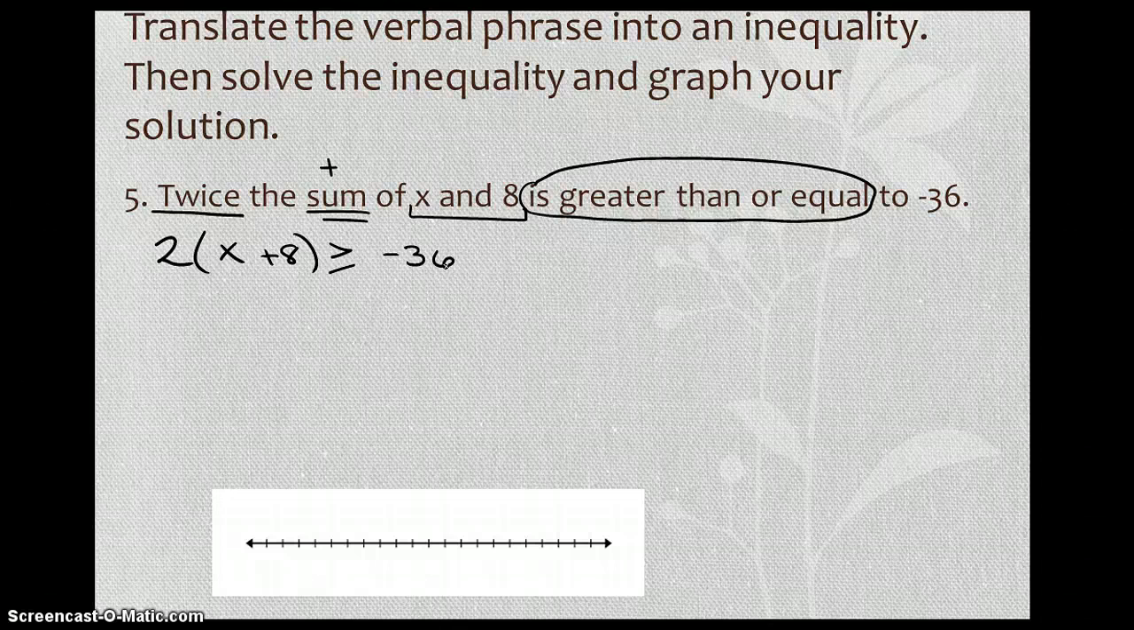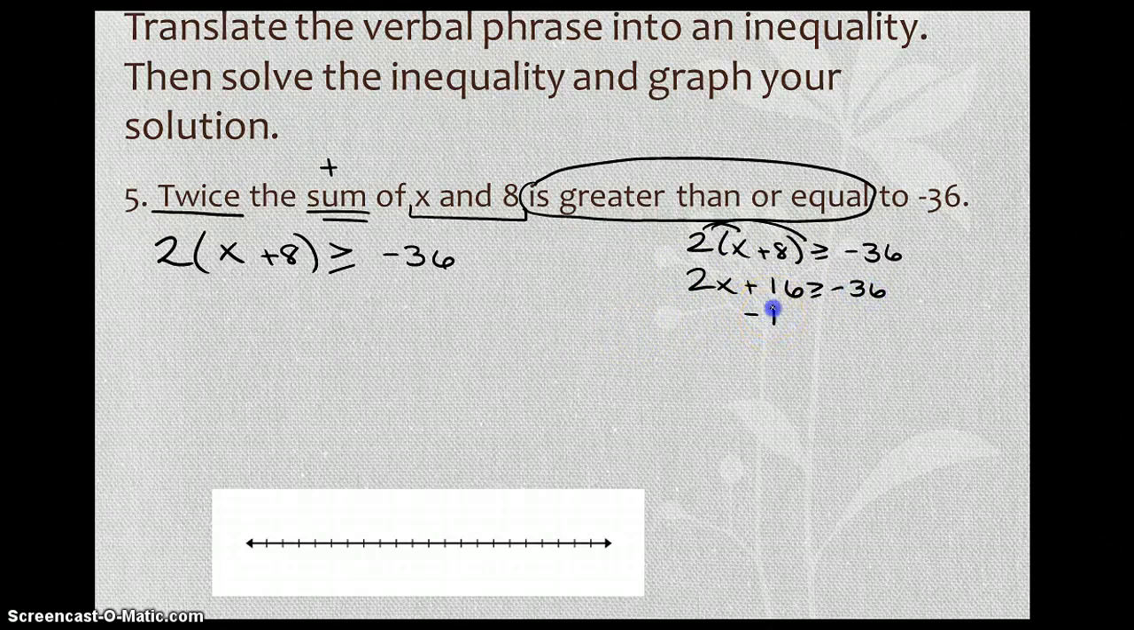So from here, I'm going to solve this now, because that was one of the things that they want me to do. Translate. Done. So now I'm going to solve this equation. I'm just giving myself a little bit more room to write. You don't have to rewrite this if you don't write really big. So I'm going to distribute, and I get 2x plus 16 is greater than or equal to -36.